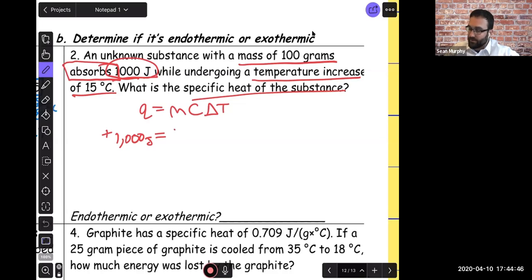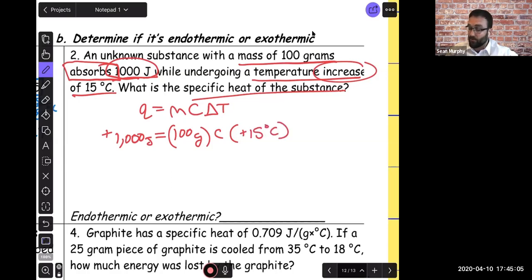It had 100 grams. Don't you lose your units on me. We're solving for C. And then it increased by 15. So we're going to put a positive 15 or a negative 15. Let's put a positive 15 degrees C.